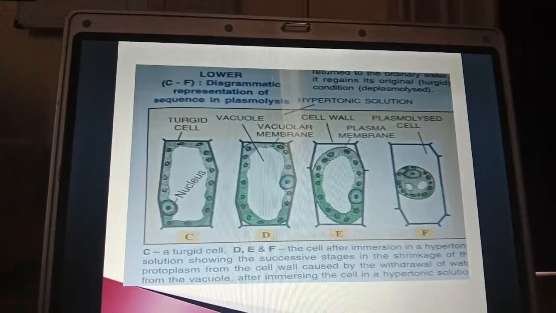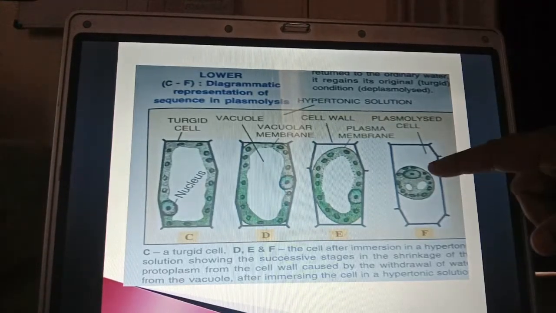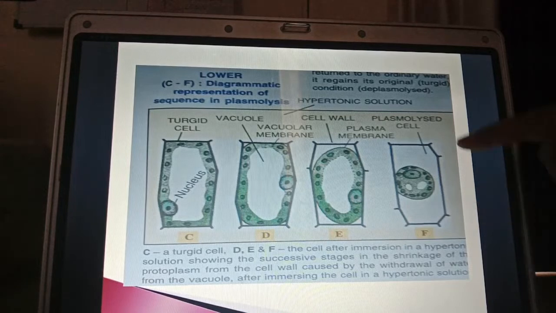You can see here the diagrams depicting C, D, E to F, which is a diagrammatic representation of the sequence of plasmolysis, where in C you will find a turgid cell which is kept in a hypertonic solution, and the cellular content, the protoplasm, starts to shrink, and in F you will find it completely shrunk. It's a plasmolysed cell. And the liquid which is filled inside is the hypertonic solution.